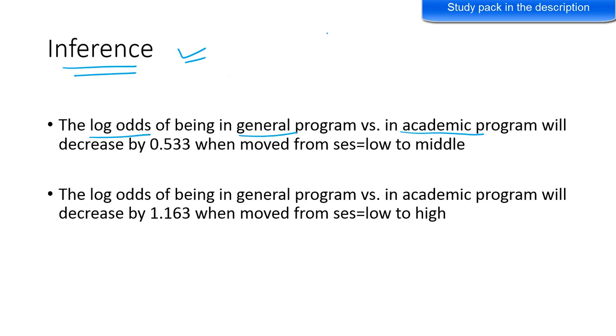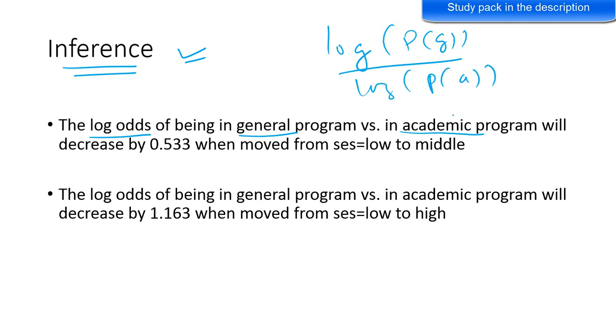The log odds, for those who are not familiar with log odds, are nothing but the logarithm of the probability of choosing the general program divided by the probability of choosing the academic program. So that's log odds. It can be transformed to probability terms, and that will be easier to understand. So the log odds of being in a general program versus in an academic program will decrease by 0.533 when moved from SES, or socioeconomic status, low to middle.